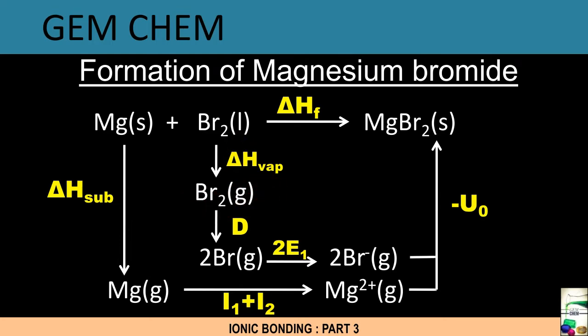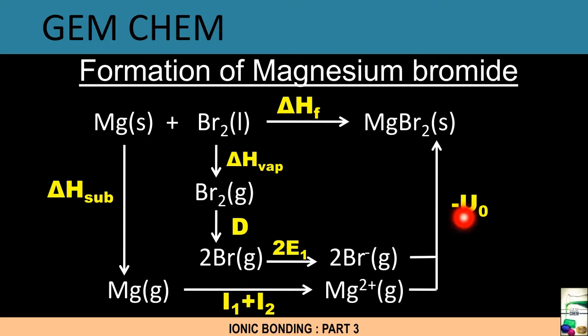state, so delta H vap. This bromine must dissociate into 2 Br, that is, it should undergo dissociation to produce 2 Br in gaseous state, and these Br atoms gain 2 electrons, 1 electron for each Br, to get 2 Br minus. This is 2E1, where the electron affinity for each bromine atom is E1.